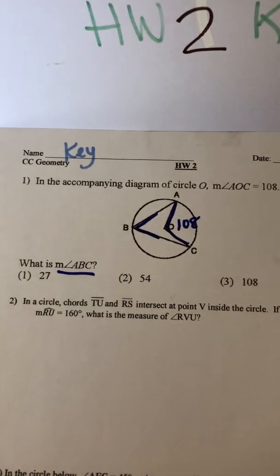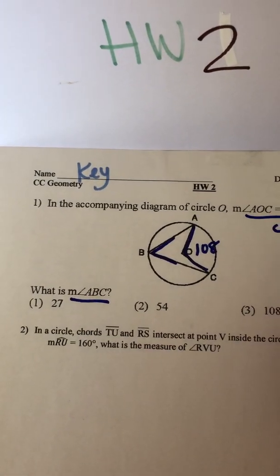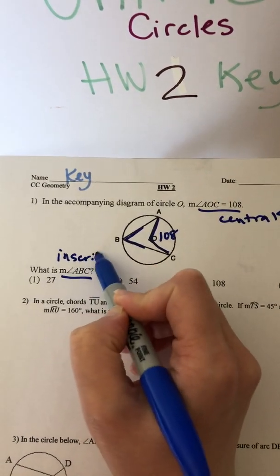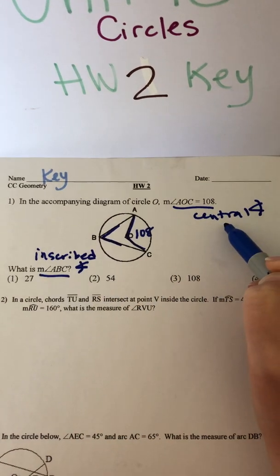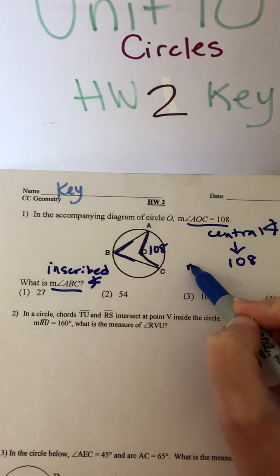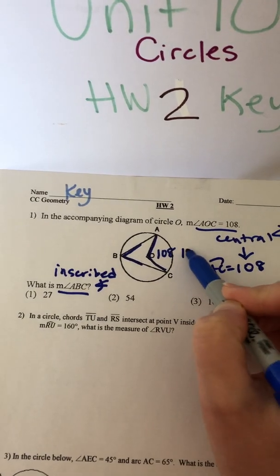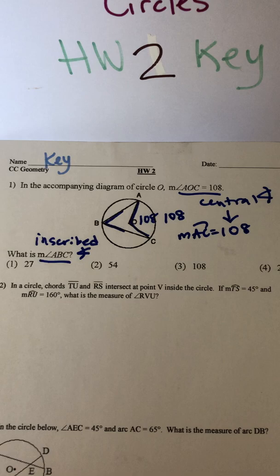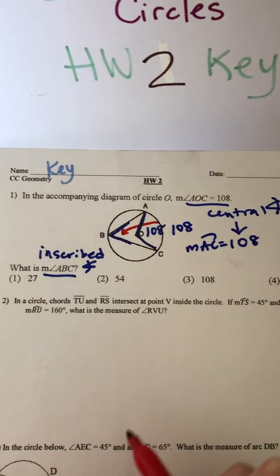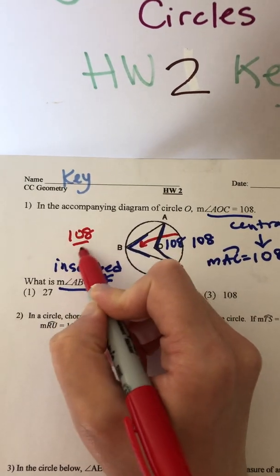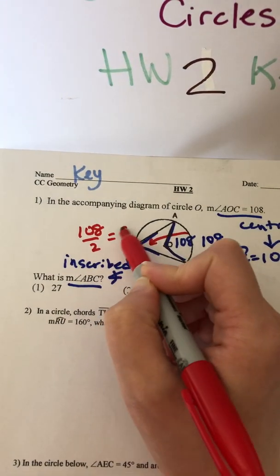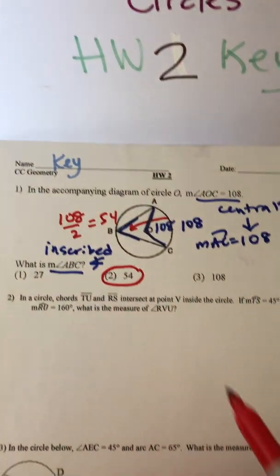Now that's two different angles. The 108 is a central angle, and then the ABC is an inscribed angle. It's important to know that if it's a central angle, that's the same arc. So the 108 is the measure of arc AC, right there. And then that should help us get the inscribed angle. Take that arc, go back into that angle, do the 108 divided by 2, because you take the arc and divide it by 2 to get the inscribed angle. That's 54, answer choice 2.